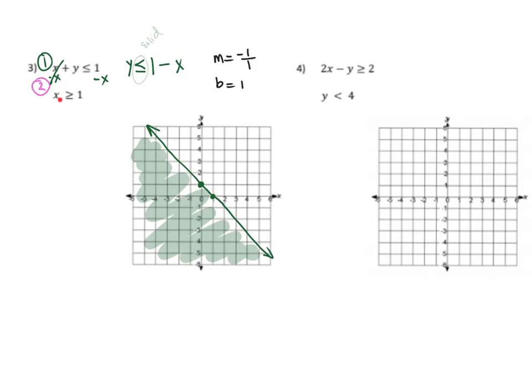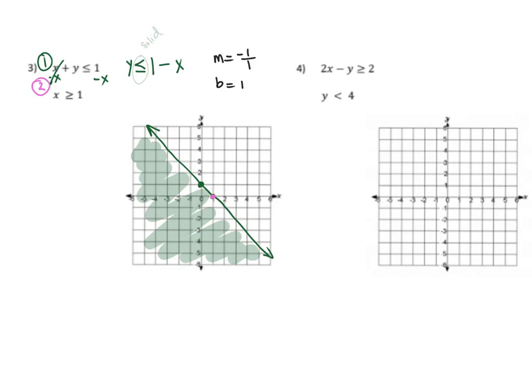Now for this one here, notice how it's just x is greater than 1, so x is greater than some number. Well, in this case, because it's just one variable, x, this is already solved for us. When x is equal to 1, it's right here on the x-axis, right?